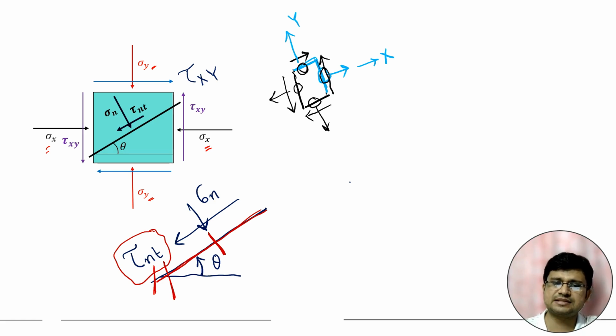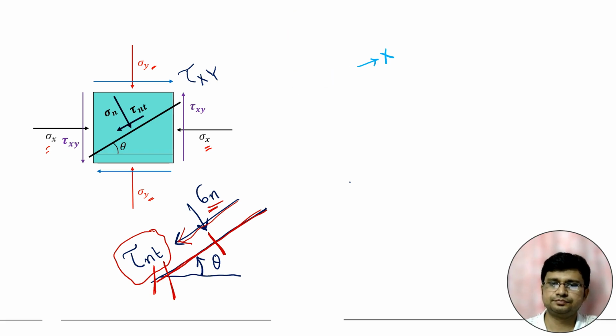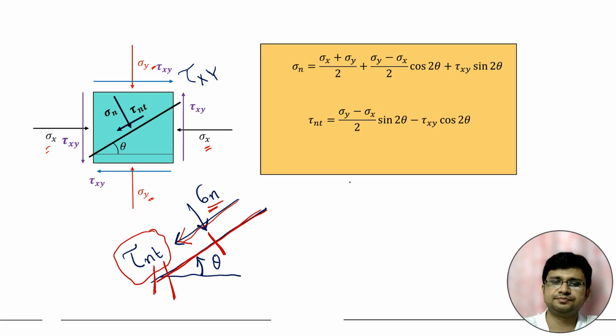So first is the plane, second is the direction. That's why we are saying this is tau nt, and normal stress is sigma n. So sigma n and tau nt we have to calculate the value. Now these are the equations for calculating the normal stress and shear stress.